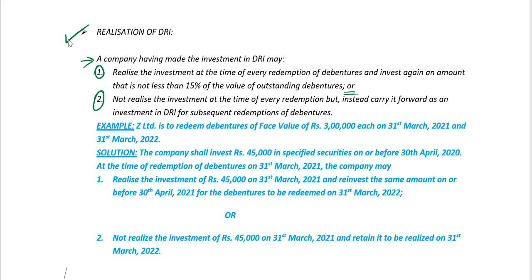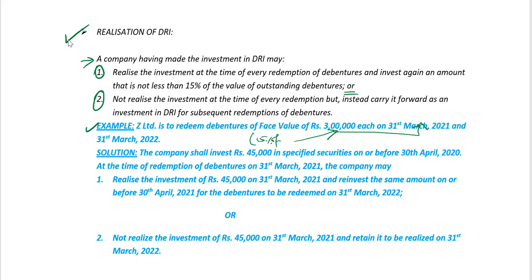We'll understand this concept with the help of an example. Let's say Z Limited is to redeem debentures of face value of rupees 3 lakh each on 31st March 2021 and 31st March 2022. Now the company shall invest rupees 45,000, which is 15% of this rupees 3 lakh, which is going to be redeemed on 31st March 2021, in specified securities on or before 30th April 2020.